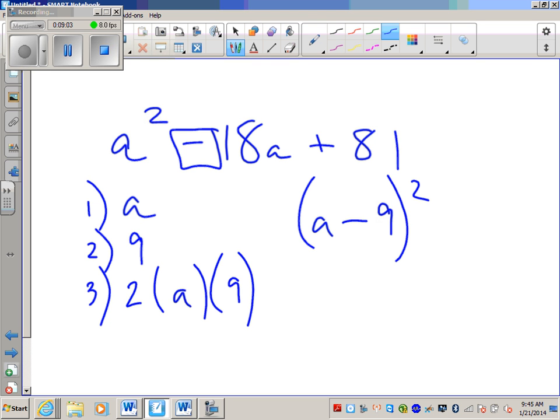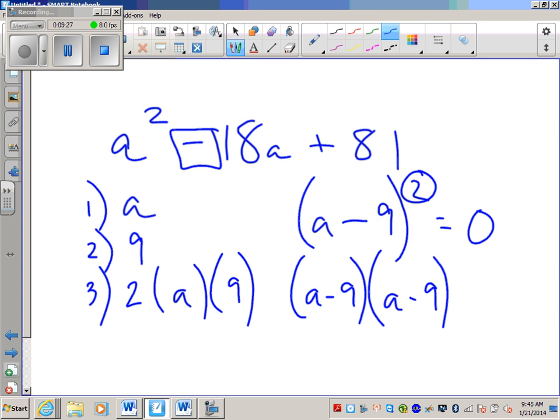Okay, do you vaguely remember this? Now, where do we go from here? We need to solve this now, right? It's going to equal 0. So what do we really have if it's squared? I've got A minus 9. A minus 9. There's 2 of these, right? There's 2 of those. A equals 9. Do I need to put 9 comma 9 if it's the same? No.